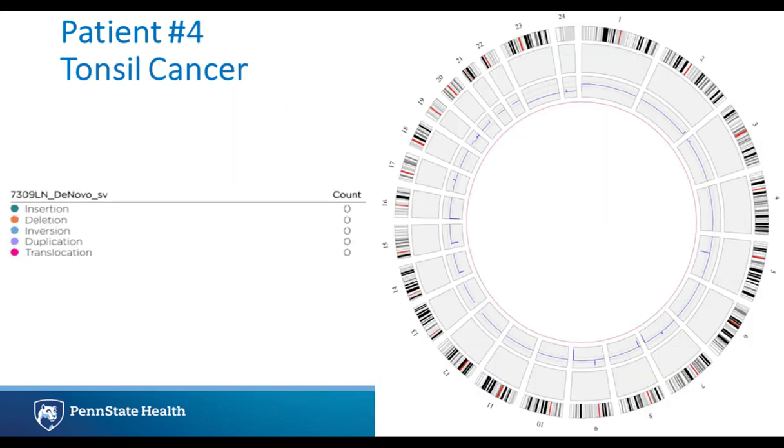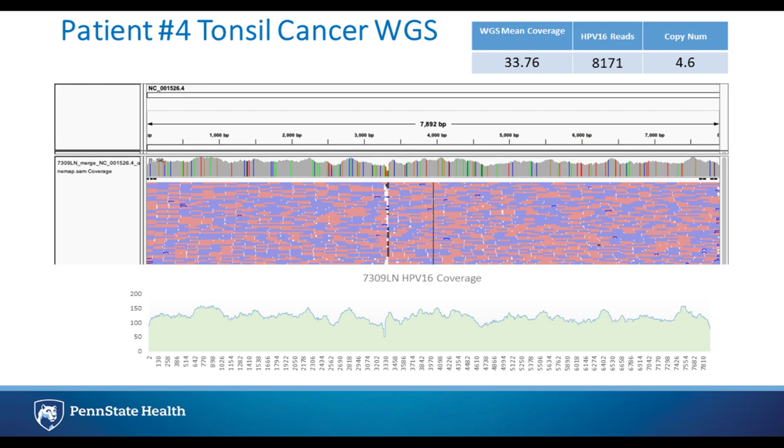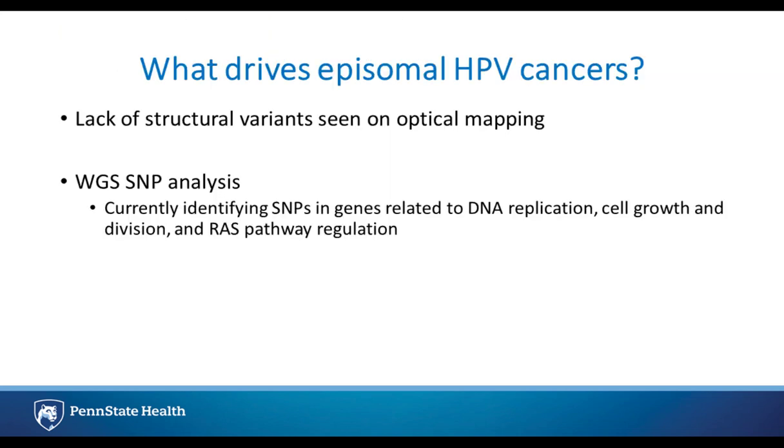And the last example here is another tonsil cancer. And again, for this one, we'll see no structural variants. And so if it fits the paradigm from before, we expect to go to sequencing and notice that we don't see any chimeric reads. And so that would be more indicative of episomal form. And so for these episomal cancers, because they don't really have these structural variants on optical mapping, we're interested in looking at the sequencing data further to identify different SNPs involved in different cell pathways.